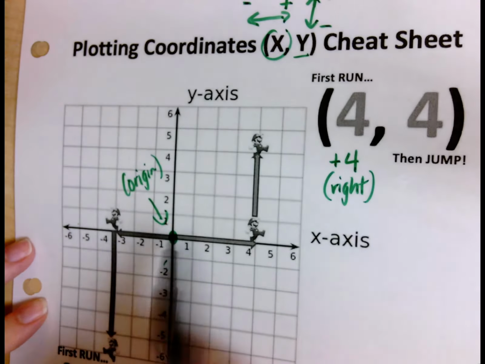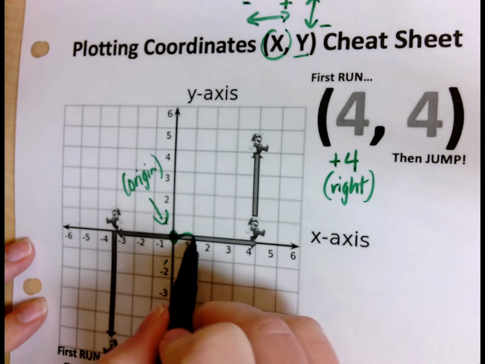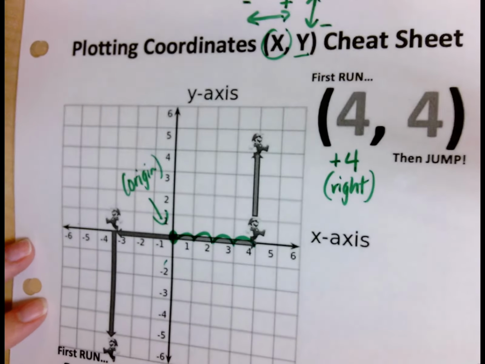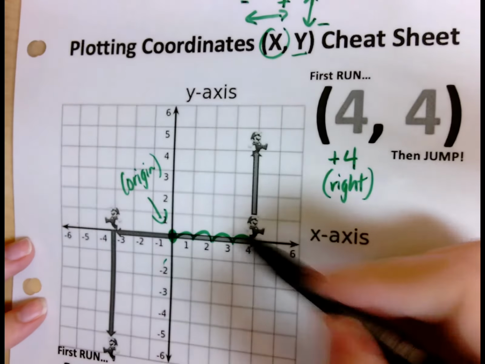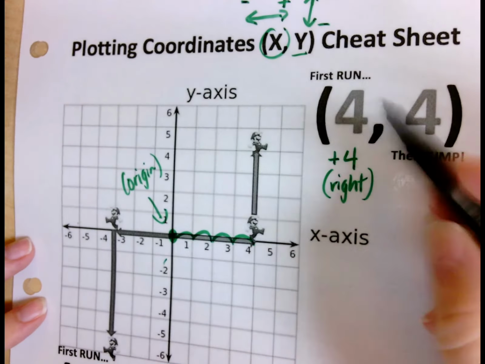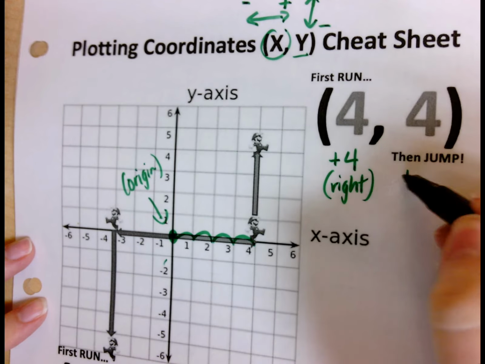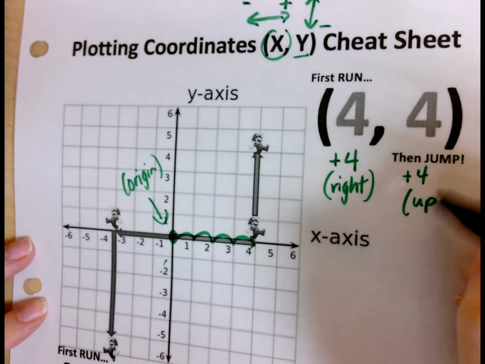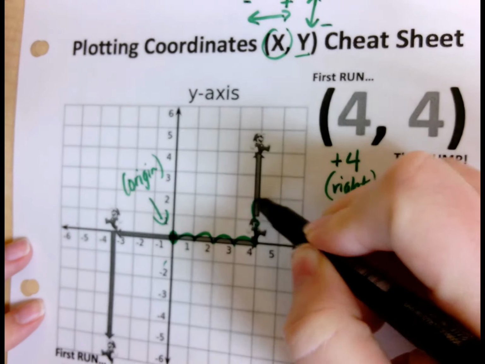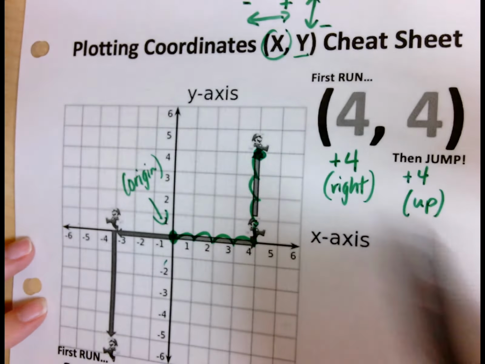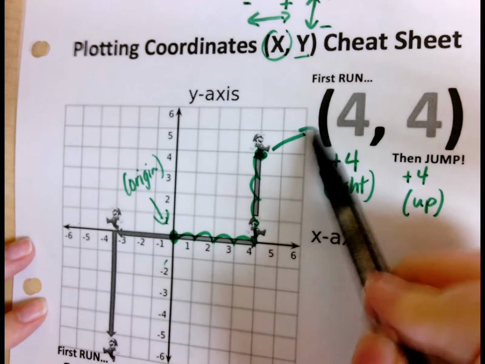So I'm going to go 1, 2, 3, 4. You see our little Mario, he's moving 4 places to the right, and then we're going to jump either up or down. In this case, since it's a positive 4, we're going to be moving up 4. So again, 1, 2, 3, 4. And this is our final resting place, which is going to be the point 4, 4.